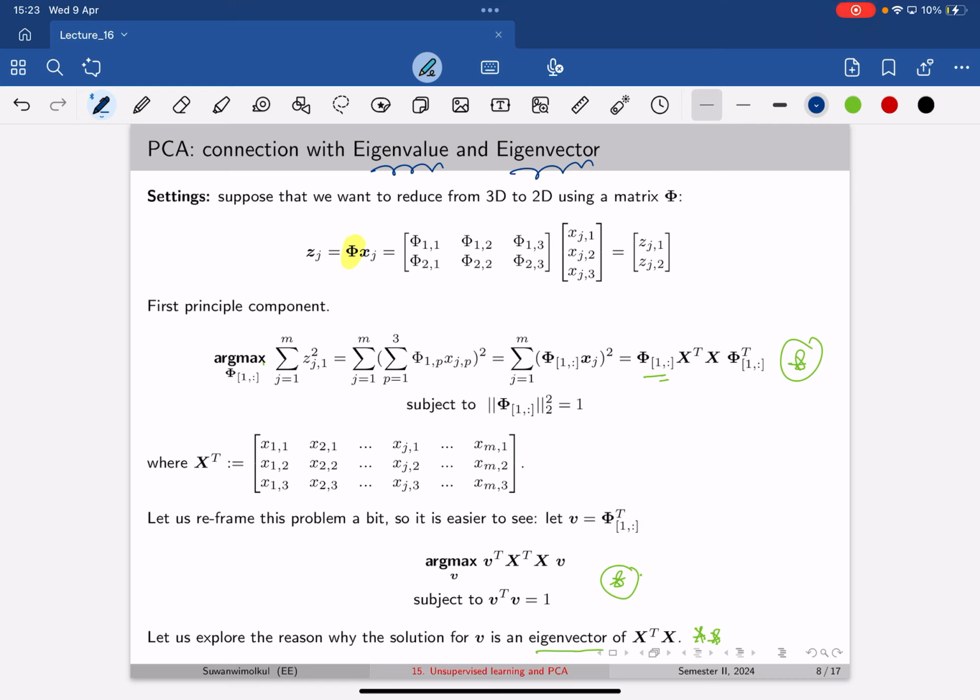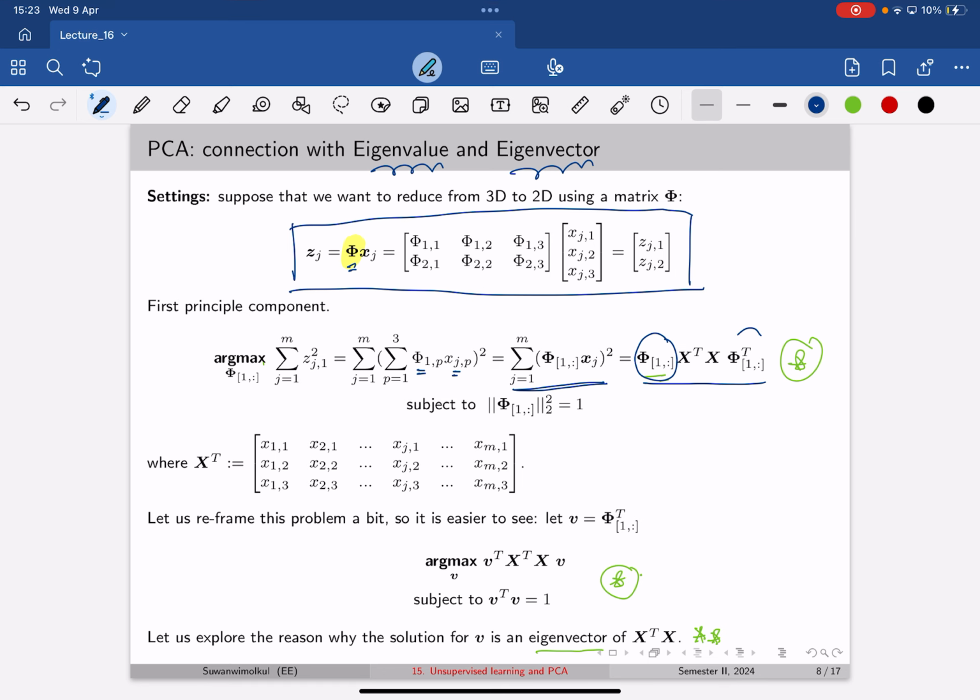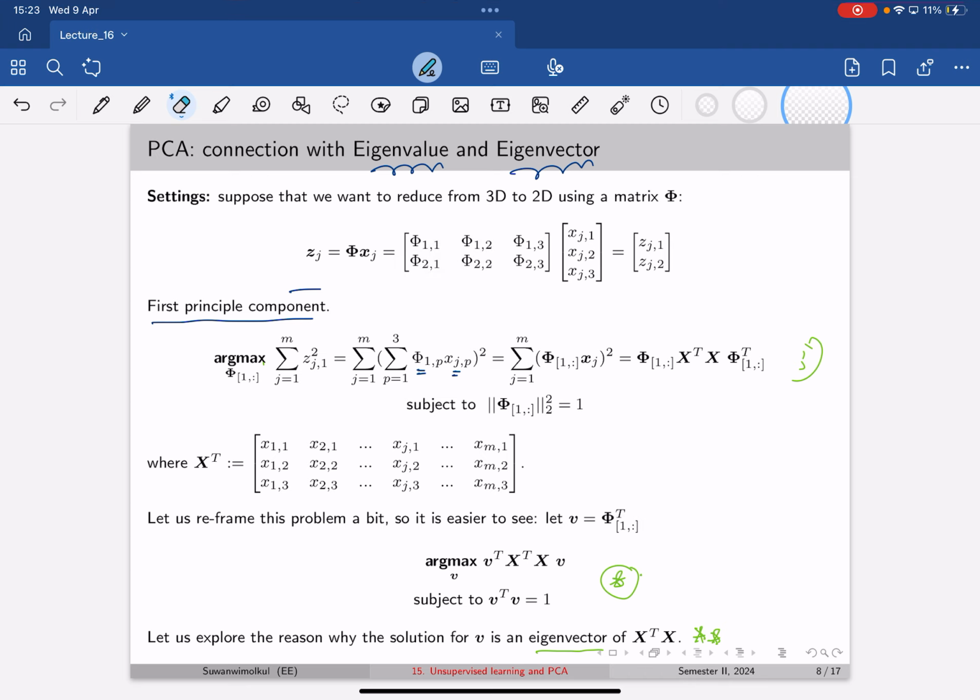So first of all, let us go back to our original setting where your phi matrix is the matrix that you project your original data with. And here, I just try to decompose it in a way that I can explicitly represent the row vector of your phi matrix. And here, we will only focus on the first principal component first. So, okay, this is the one that we are looking at, right?